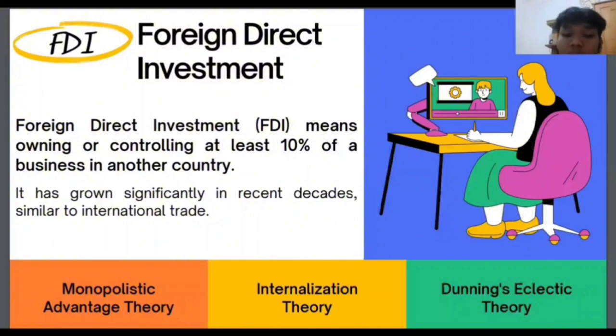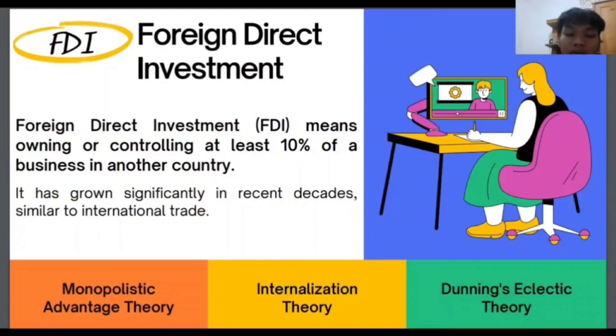The first one is monopolistic advantage theory. This theory explains that companies invest abroad to maintain control over unique advantages like technology or brand recognition. For example, like Intel's chip plants.